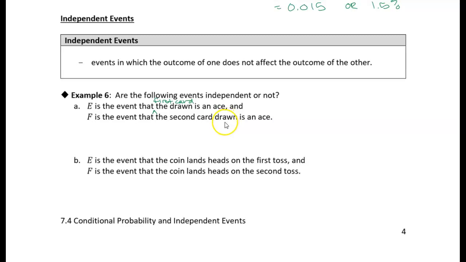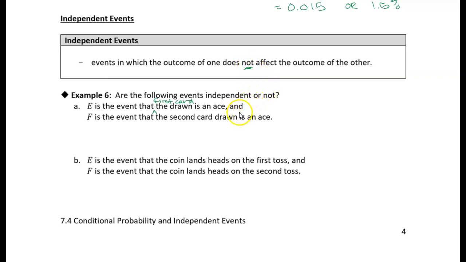All right, so we've been talking a lot about dependent events, where the outcome of one event is dependent on the outcome of another event. Now sometimes events are dependent and sometimes they are not. If they're not dependent, we call them independent events. An independent event is an event in which the outcome of one event does not affect the outcome of another event.